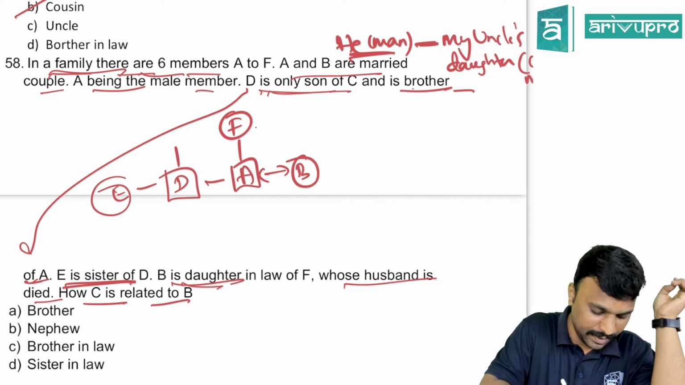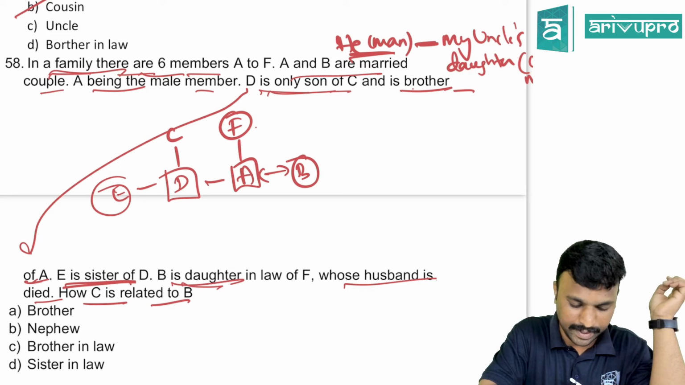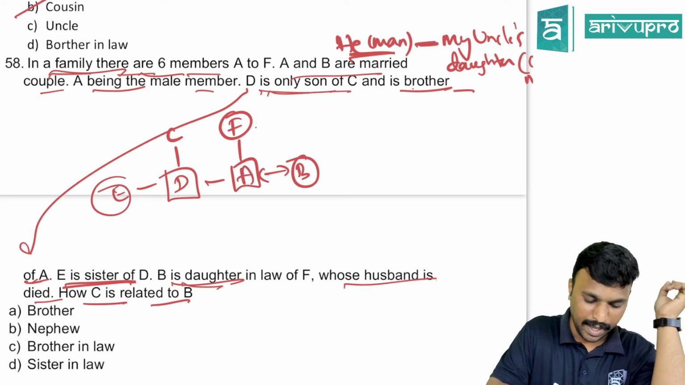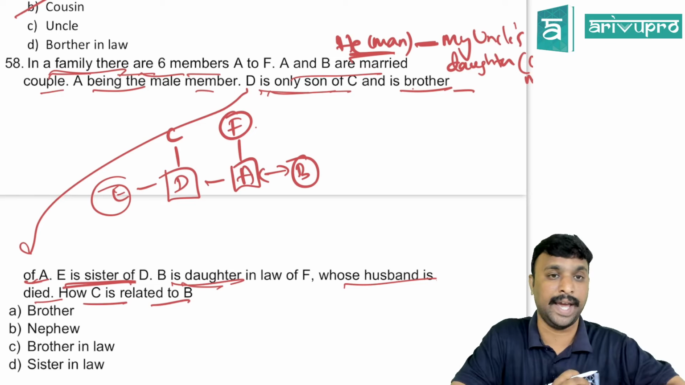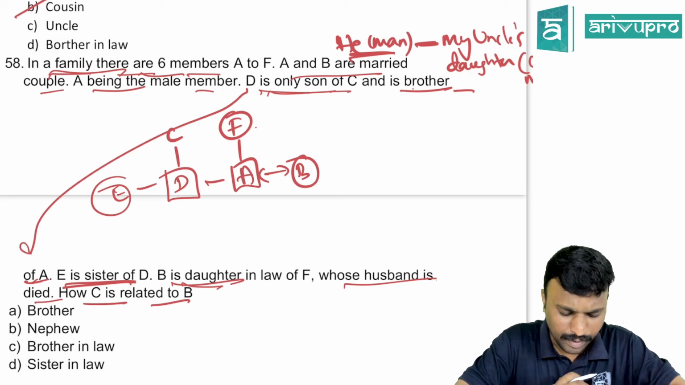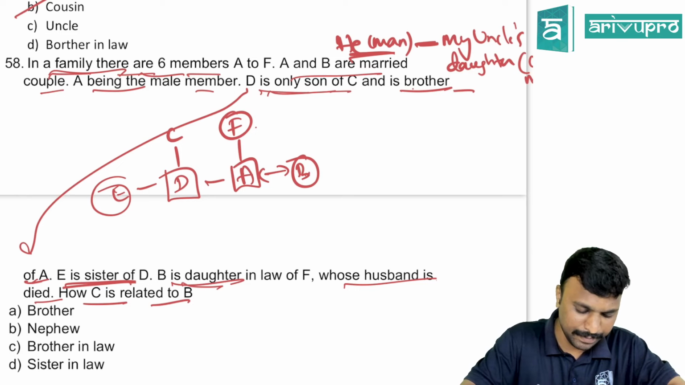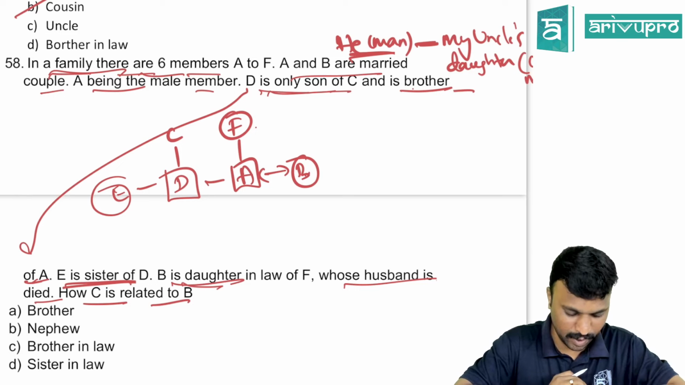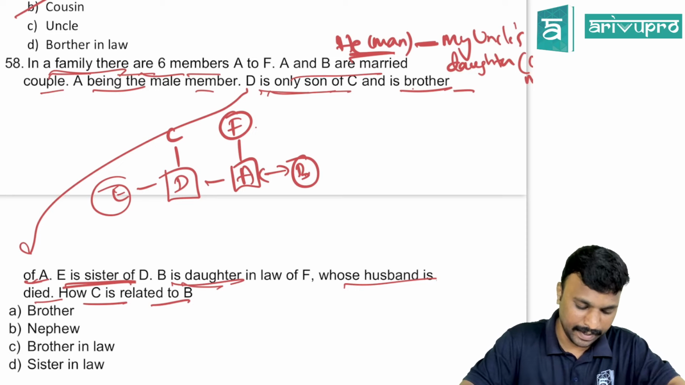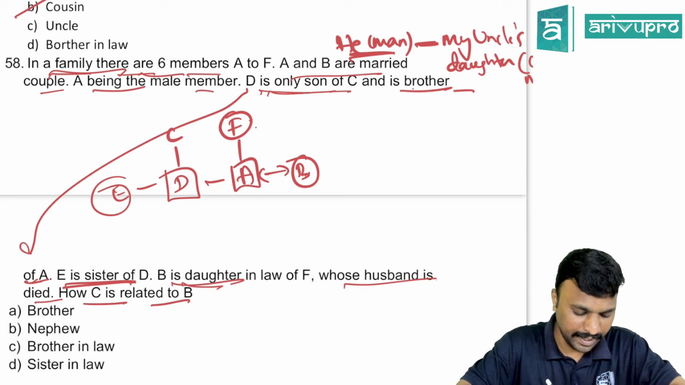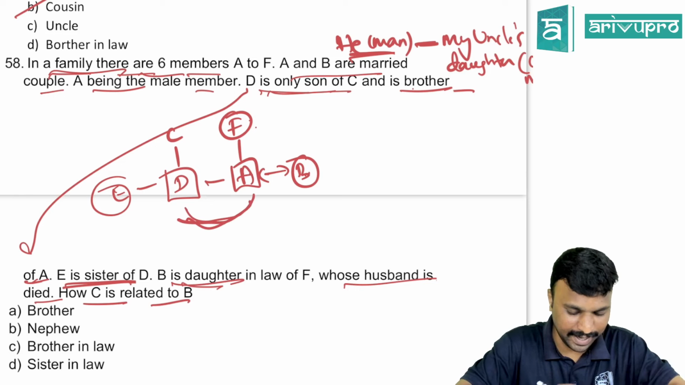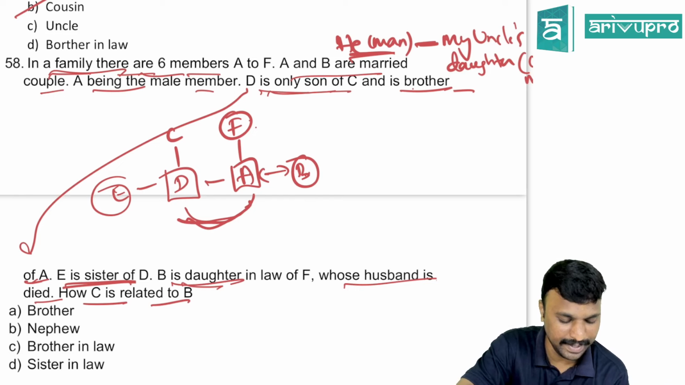D is the only son to C. What could be the possibilities? F's husband has died, and they've clearly said B is a daughter-in-law of F. Definitely, A's parent is F. So F's husband has died, and A and D are siblings. So how can A and D be siblings?